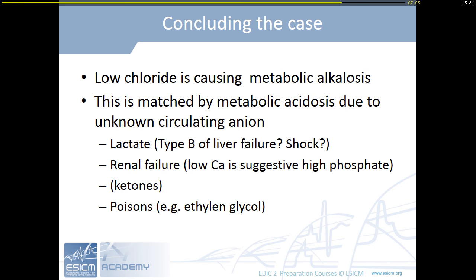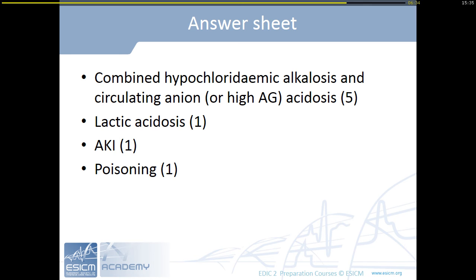Looking at the blood gases, we have got severe metabolic alkalosis together with severe metabolic acidosis. It's base excess plus 22 and minus 22 combined together to 0, okay? We don't know what the circulating anion is, but it could be lactate in case of liver failure, but it could be something else, okay? This would be the points, okay? So 5 points for recognizing two disorders going against each other, some smaller points for suggesting the causes.